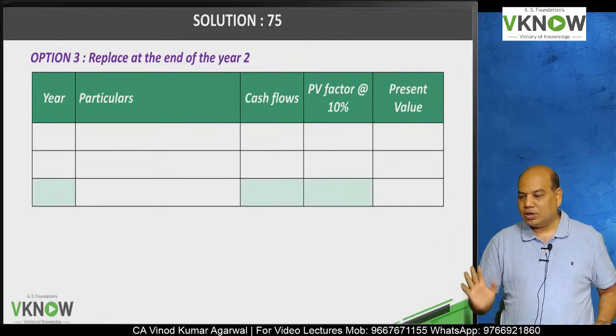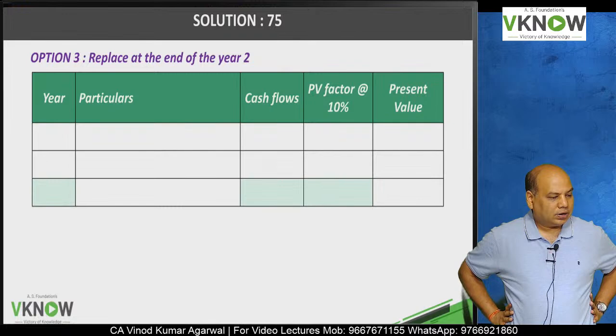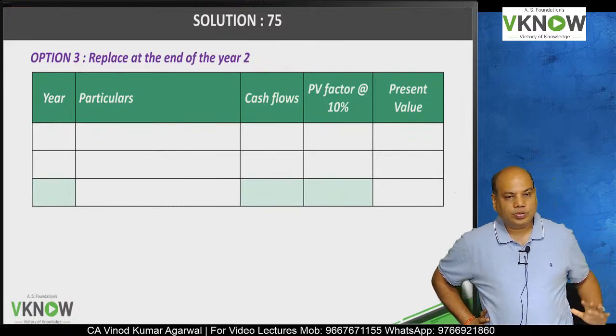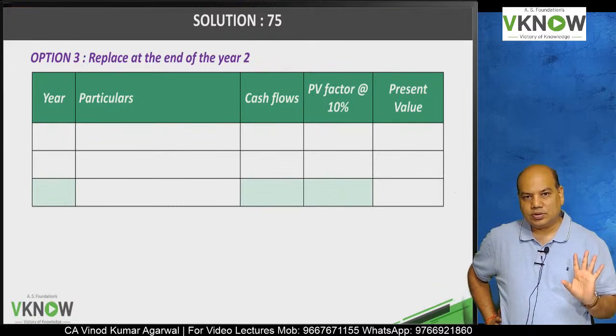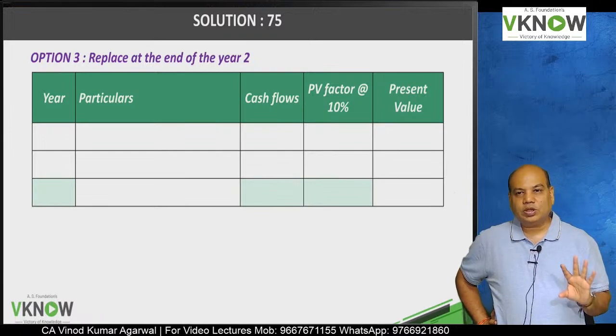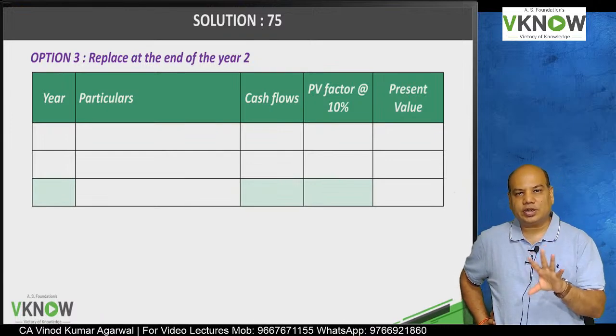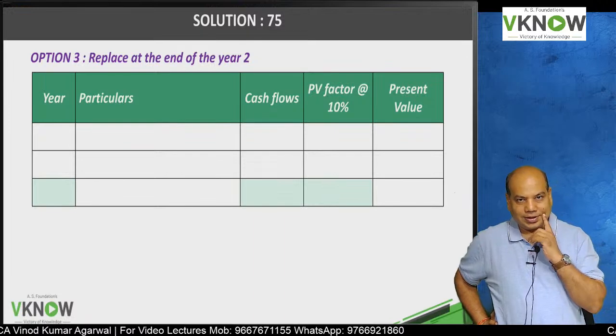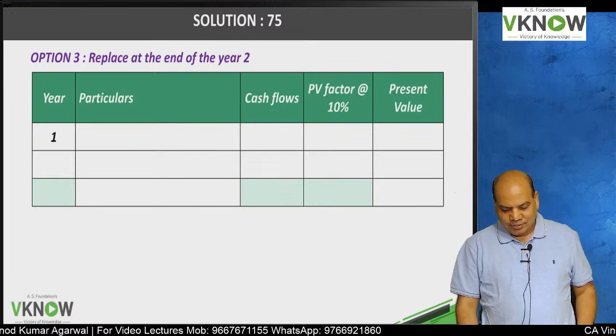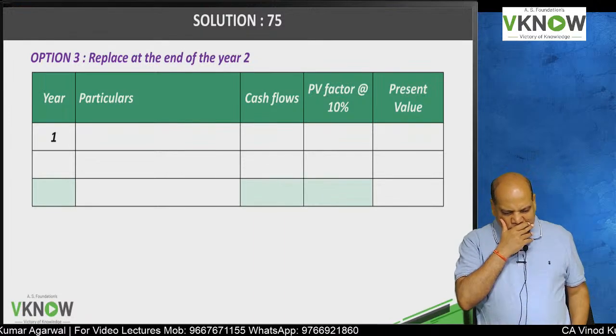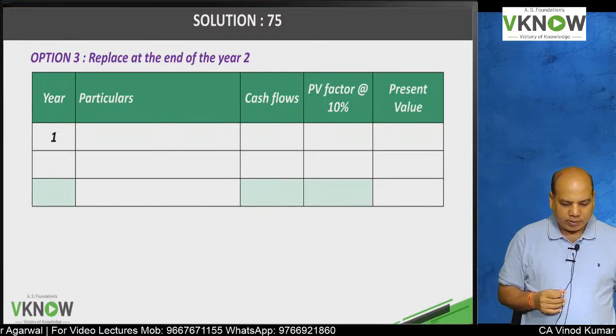We'll go to the last option. Option 3, replace at the end of year 2, which means you will use the old machine for 2 years. So whatever cash flow the old machine will generate in 2 years, you will consider. Draw the table.